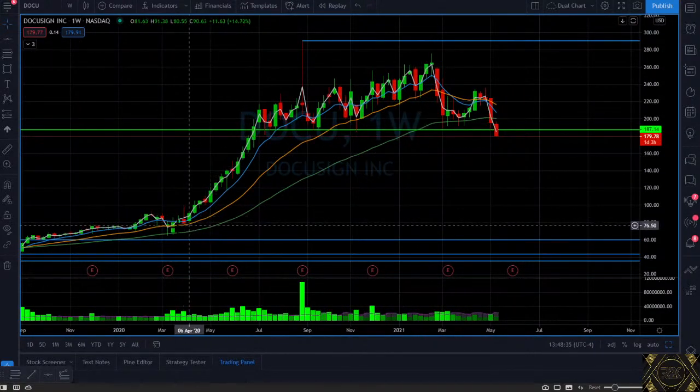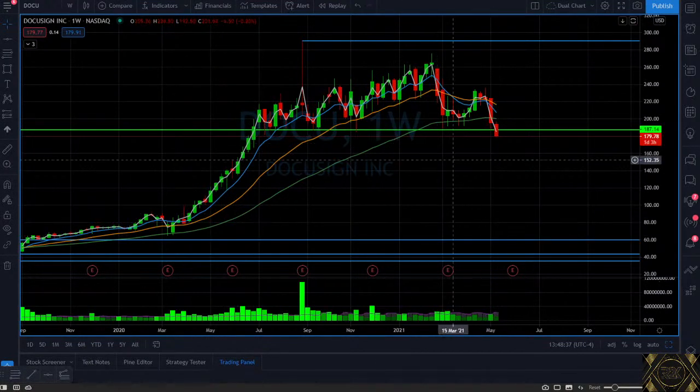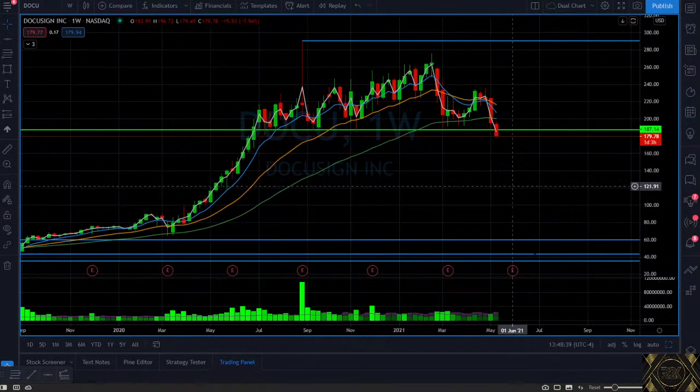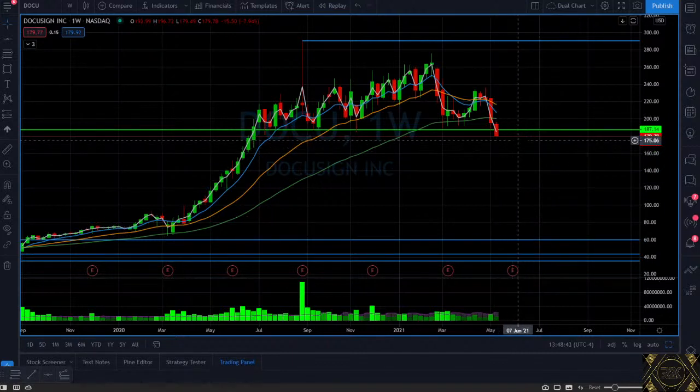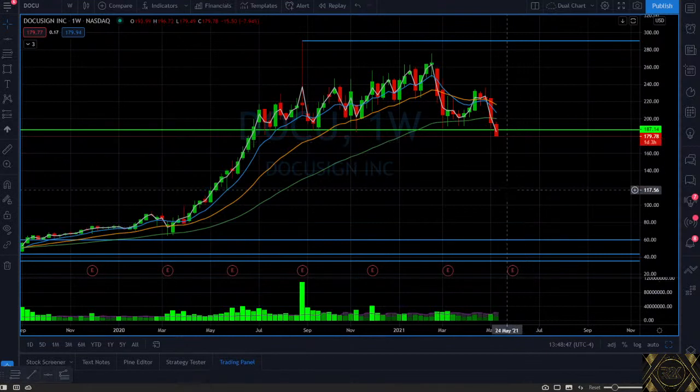You have this clear uptrend. There's a whole gap to fill. Obviously, it's not going to pull down this much, but essentially 172, that's definitely a good target there, Doc. I think that's really great.